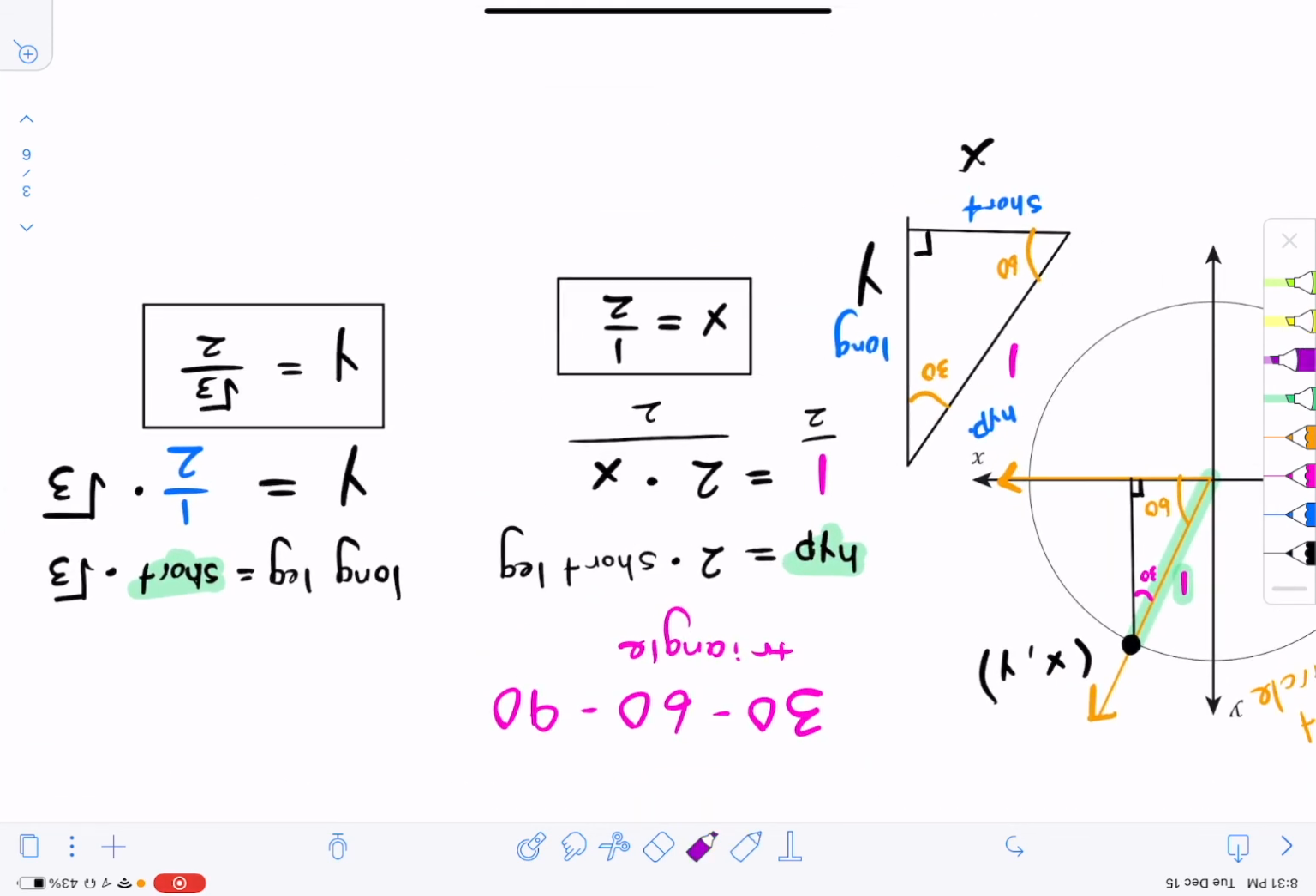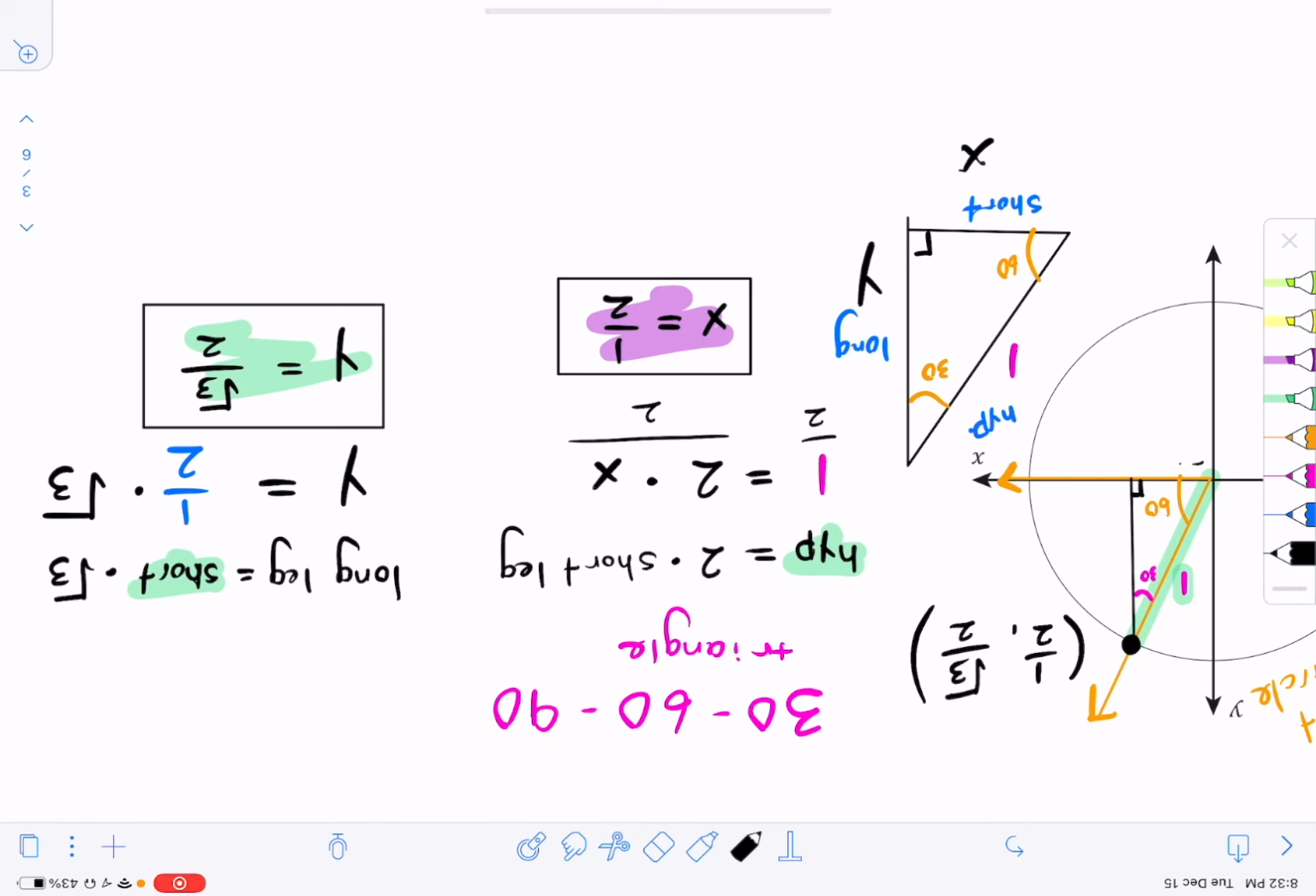Also, once we find these points, once we know that x is 1/2, and once we know that y is square root of 3 over 2, I can rewrite this ordered pair, and I can write that as the point 1/2, comma, square root of 3 over 2. All right, my x value is how far we went over on the x-axis. My y value is how far we went up on the y-axis, and those two values correspond to your x and y, or your short and long legs.